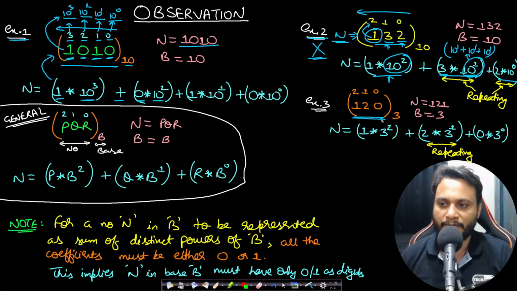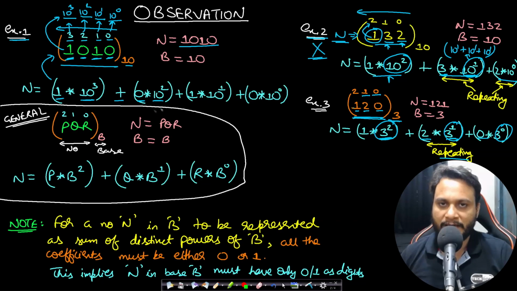If you look at this example, the third example, if 120 is a number in base 3, then you will say that 1 times 3 to the power 2 plus 2 times 3 to the power 1 and 0 times 3 to the power 0. In this case 3 to the power 2 is included one time, 3 to the power 0 is included 0 times. If you include 0 times means you are excluding it and it is fine. But 3 to the power 1 is getting included 2 times, therefore 3 to the power 1 is repeating, and that's why 120 can also not be represented as sum of distinct powers of 3. It will not be possible, right?